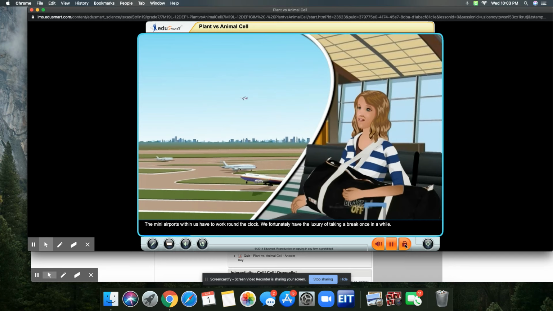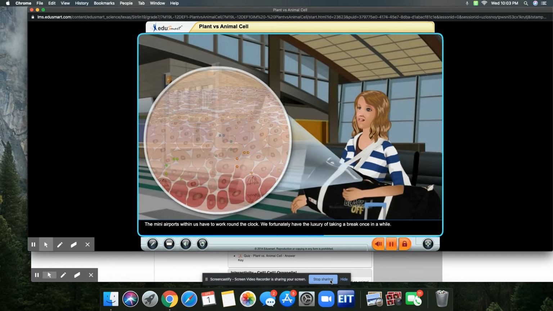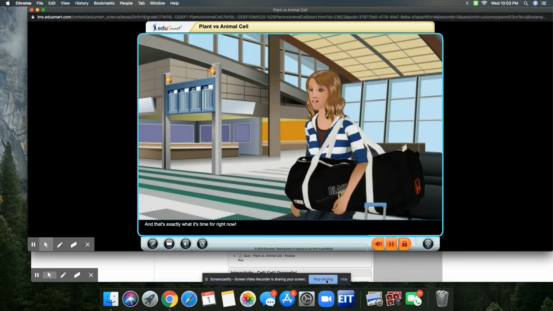The mini airports within us have to work round the clock. We, fortunately, have the luxury of taking a break once in a while, and that's exactly what it's time for right now.